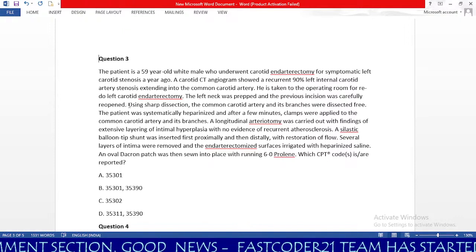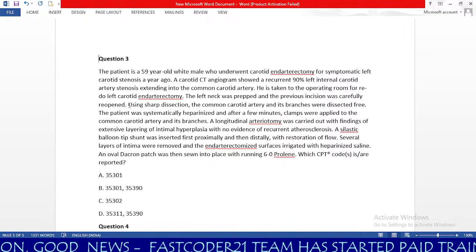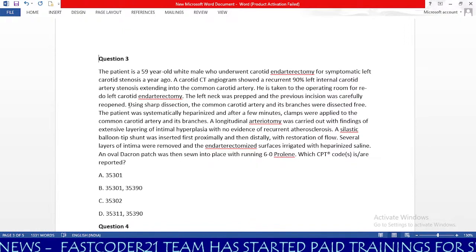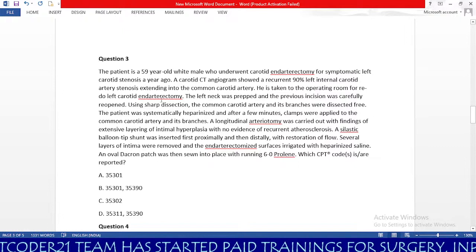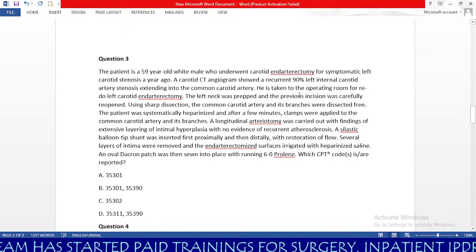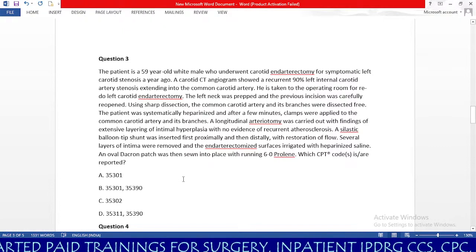He is taken to the operating room for redo left carotid endarterectomy. Redo means the physician will perform the same procedure again. So previously the patient had an endarterectomy 1 year back. Again the physician is performing the endarterectomy, so that's why the physician mentioned redo. Redo means a second-time procedure.